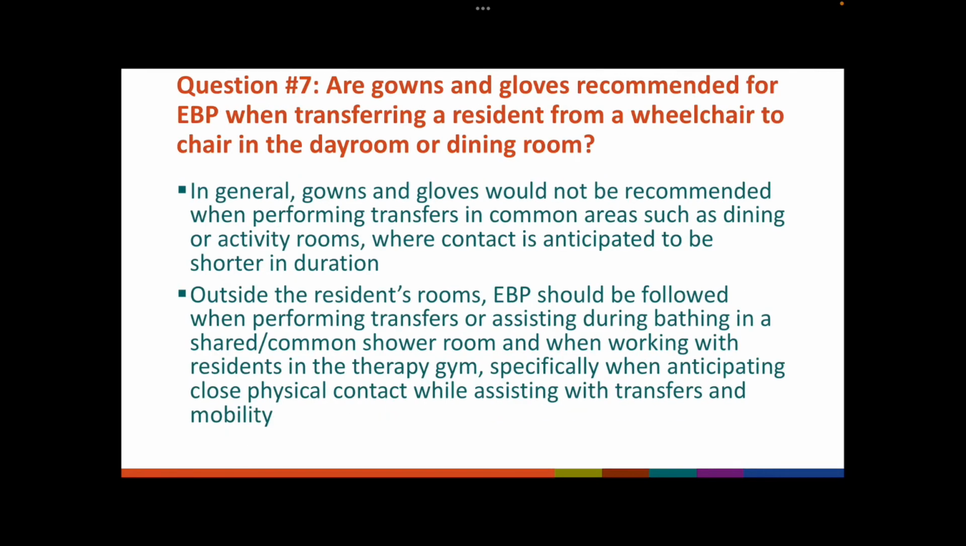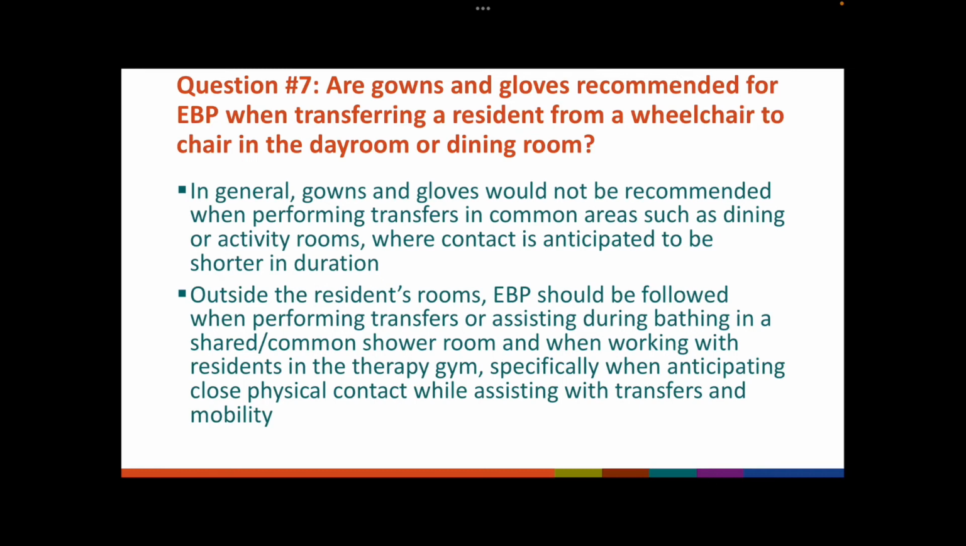Are gowns and gloves recommended for EBP when transferring a resident from a wheelchair to a chair in the day room or dining room? In general, gowns and gloves would not be recommended when performing a simple transfer in a common area such as dining or activity room, where contact is anticipated to be shorter in duration.